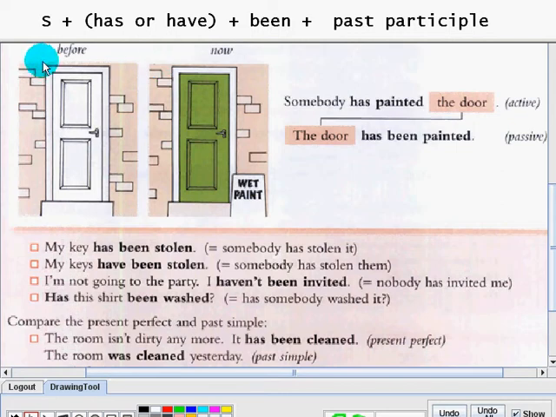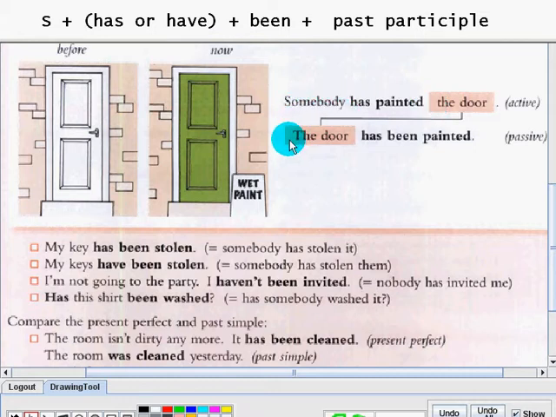Now look at the difference of these two photos. This is the photo before, and this is the photo of this door now. Let's read the following sentences. Somebody has painted the door. This sentence is in active form. Somebody has painted the door. Your subject, has, and past participle of your main verb. That is painted.